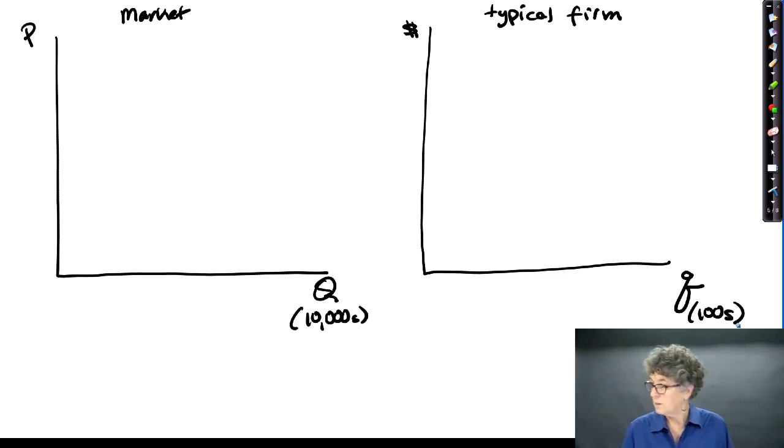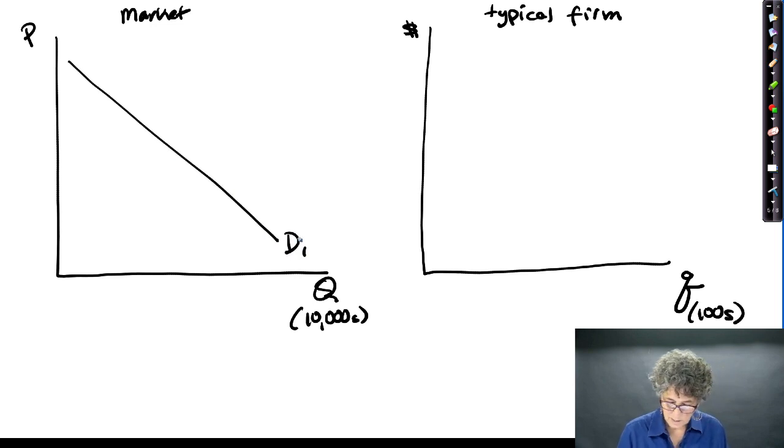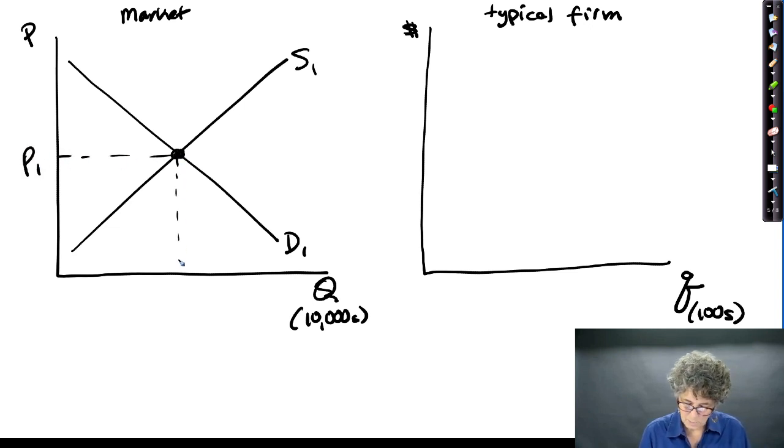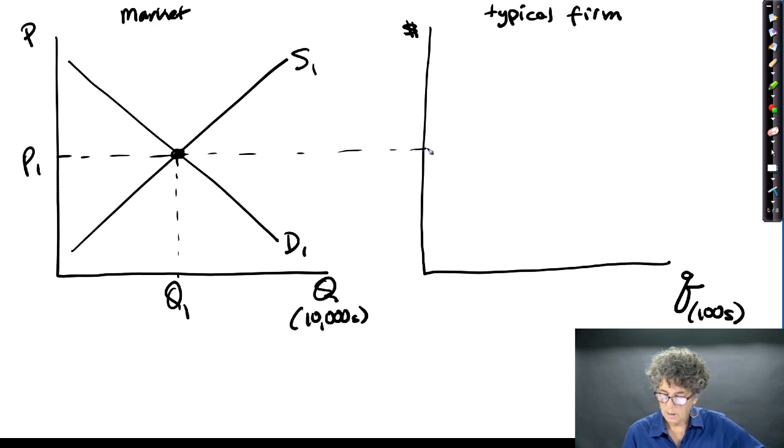Okay, so let's start. Draw ourselves a downward sloping demand curve, D1, upward sloping supply curve, S1. Find the equilibrium price in that market, label it P1, drop it down, label the equilibrium quantity in the market, Q1. I'm going to take that price over to the picture on the right, which is for the typical firm, and mark that price P1 on the right.